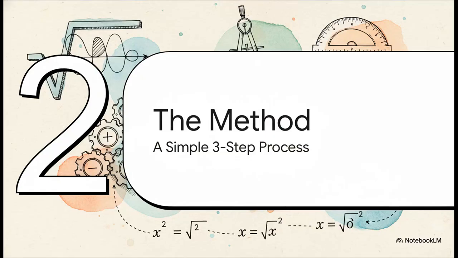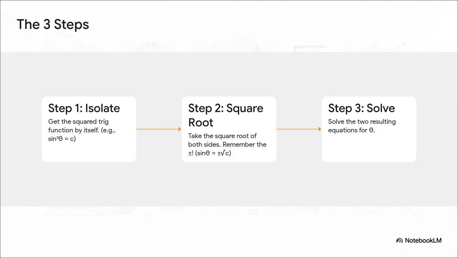All right, so now that we know exactly what kind of problem we're looking for, let's break down the how. And the great news is, this is a super straightforward, repeatable 3-step process. You'll have it down in no time. And here they are. Step 1, get that squared trig function all by itself, isolated. Step 2, hit both sides with a square root. And, this is the big one, you cannot forget this, you have to include the plus or minus symbol. So important. Step 3, now you've got 2 much easier equations to deal with.